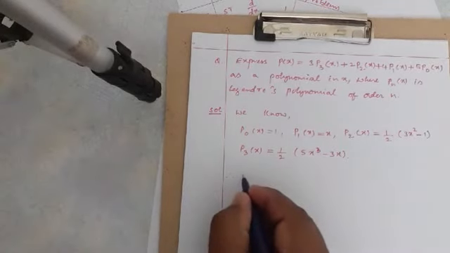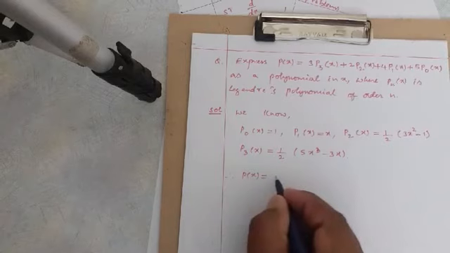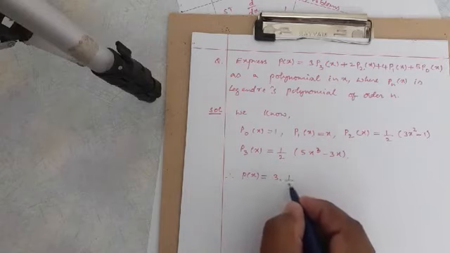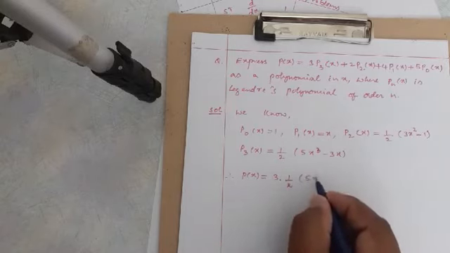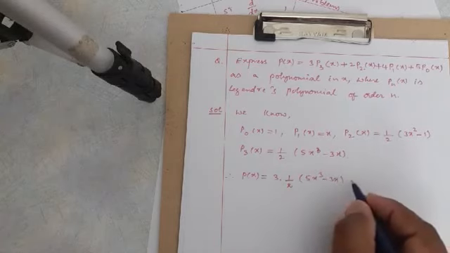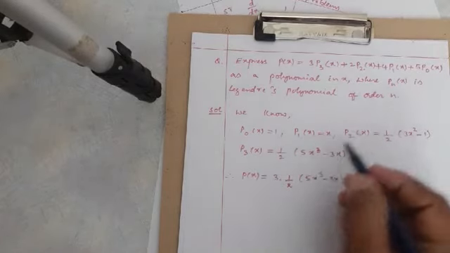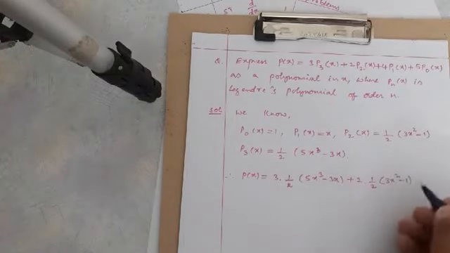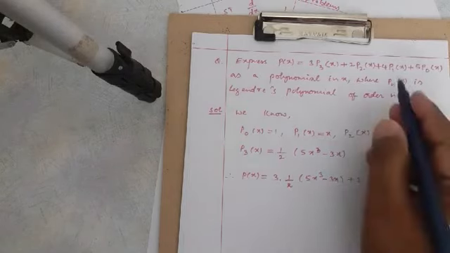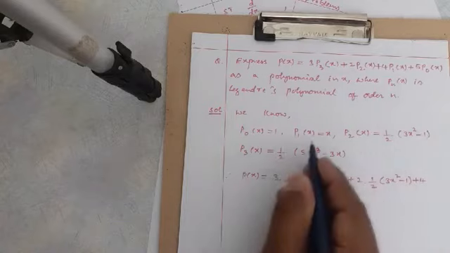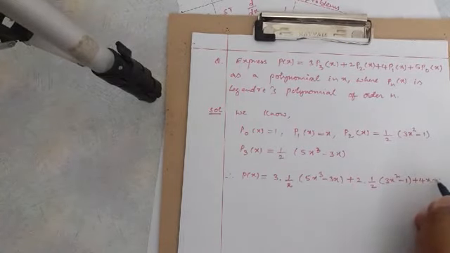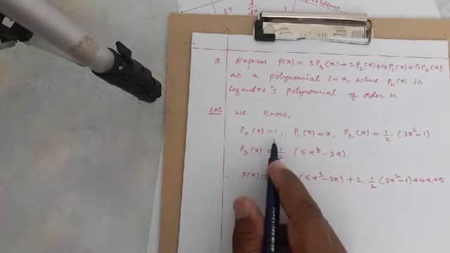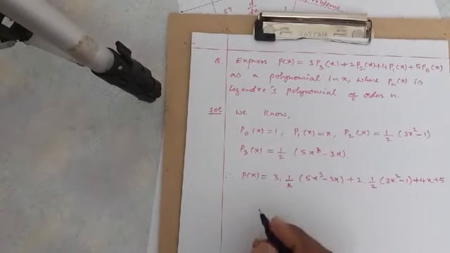So p(x) is equal to 3 into P3(x), which is 1/2 (5x cube minus 3x). We directly substitute, plus 2 into P2, which is 1/2 (3x square minus 1). Then plus 4 P1(x), where P1 is x, so we write 4x, plus 5 P0(x), where P0(x) is 1, so we write 5.